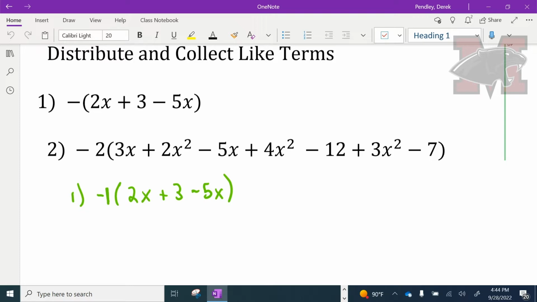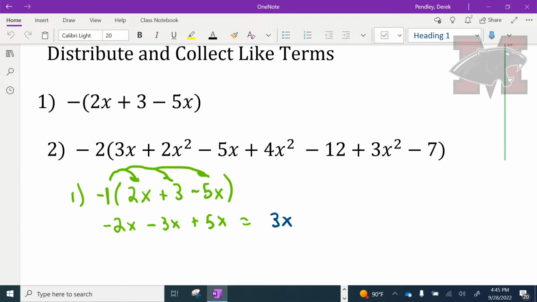So we have this negative 1 that we're going to distribute into all the terms of this polynomial written in parentheses here. So we have to do negative 1 times 2x gives us negative 2x. Negative 1 times positive 3 gives us negative 3. And negative 1 times negative 5x gives us positive 5x. And it asks you to also collect like terms. So we can combine like terms. Negative 2 positive 5x gives us a 3x.